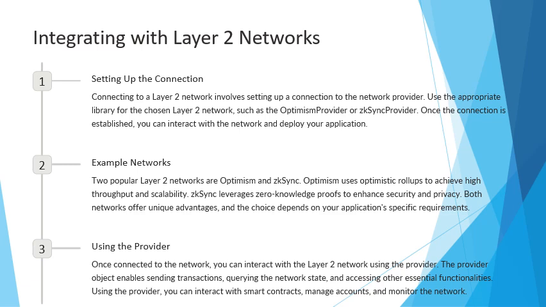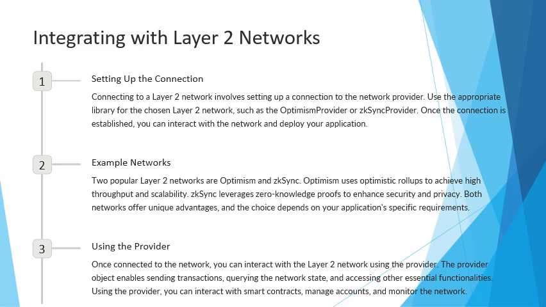Then we check the example networks. Two popular layer 2 networks are Optimism and ZK Sync. Optimism uses optimistic rollups to achieve high throughput and scalability. ZK Sync leverages zero knowledge proofs to enhance security and privacy. Both networks offer unique advantages, and the choice depends on our application specific requirements.